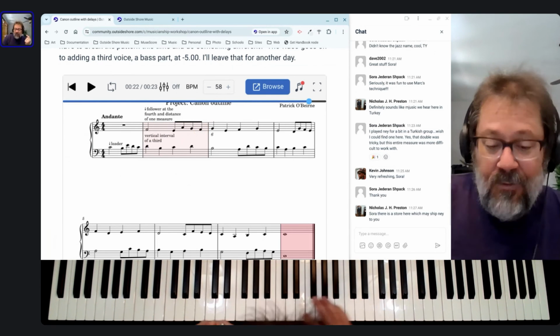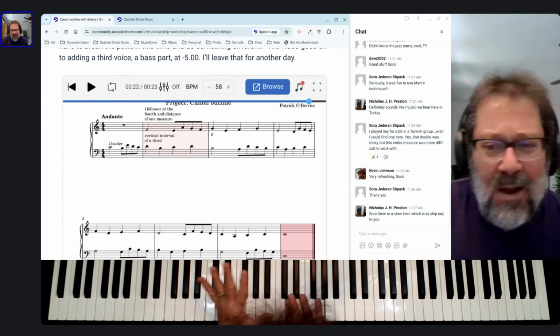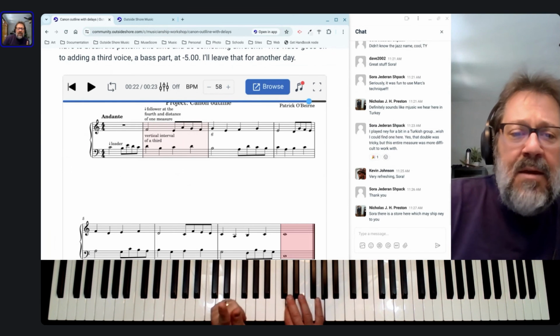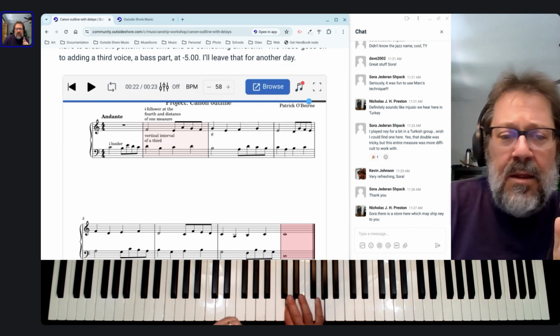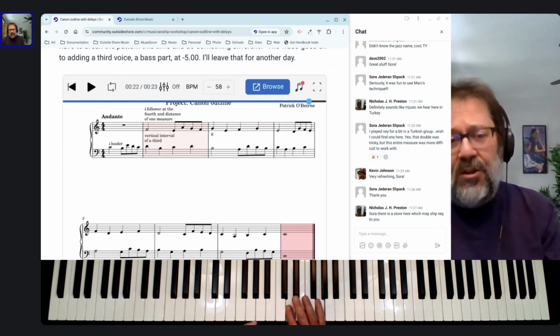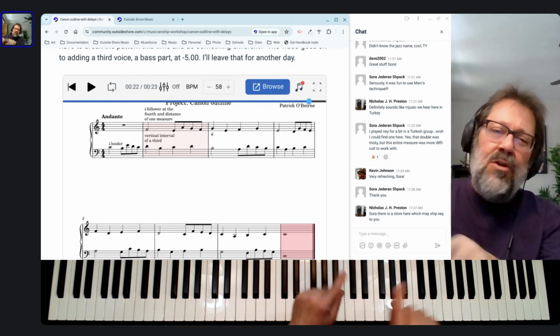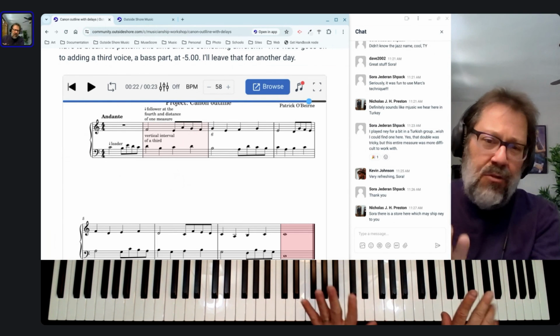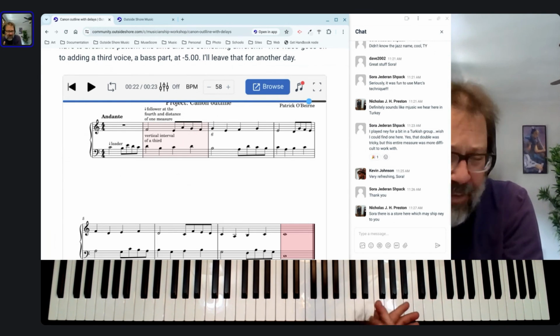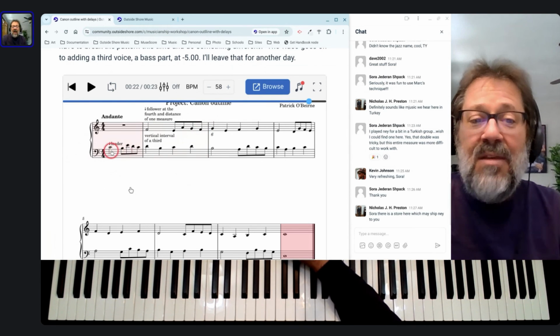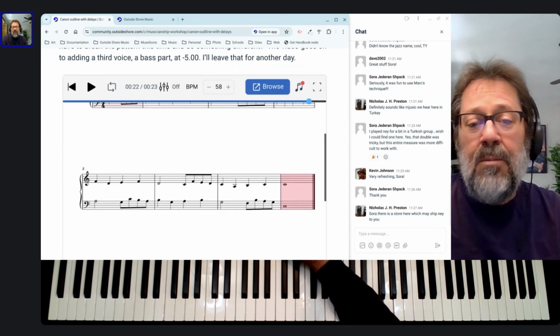Furthermore, fourths are only problematic, to the extent they're problematic at all, if they're involving the bass voice. I won't even say the bottom voice, because one could argue if you've got two flutes going, fourths won't be a problem because neither of them are going to sound like bass. One could argue that. But this piece has a third part that could be added.